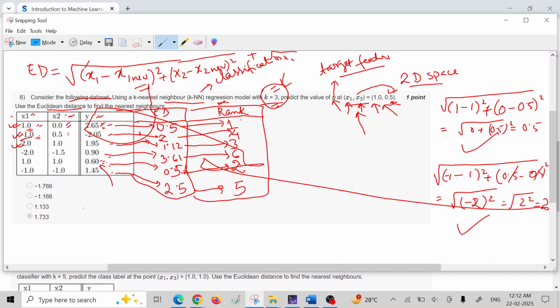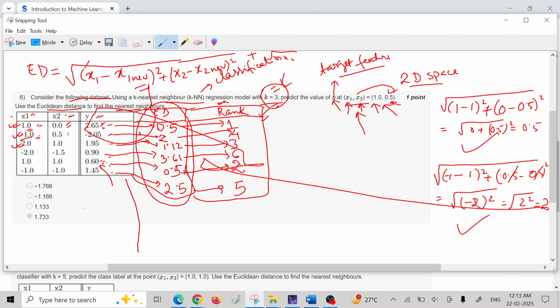Adding this rank column is important when we have a very big data set. This data set is a smaller one, so it is easier to find which are the nearest Euclidean distance values. But if my data set is very lengthy, then finding out this rank will help in solving the problem.